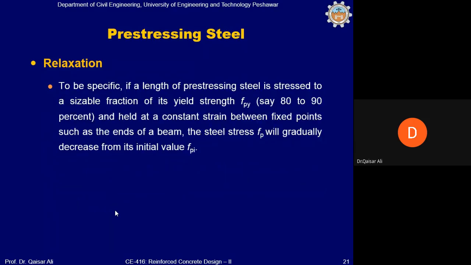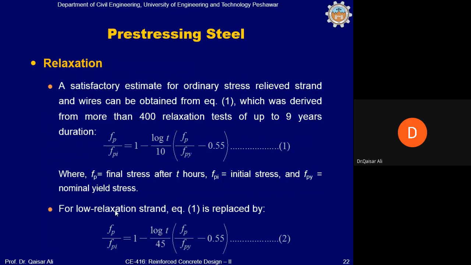Okay, to be specific, if a length of pre-stressing steel is stressed to a sizable fraction of its yield strength, say 80 to 90%, and held at constant strain between fixed points, such as the ends of the beam, the steel stress fp will gradually decrease from its initial value fpi because of this property of steel known as relaxation. And this loss in relaxation can be calculated from these two equations. A satisfactory estimate for ordinary stress-relieved strand and wires can be obtained from equation 1, which was derived from more than 400 relaxation tests of up to 9 years duration.